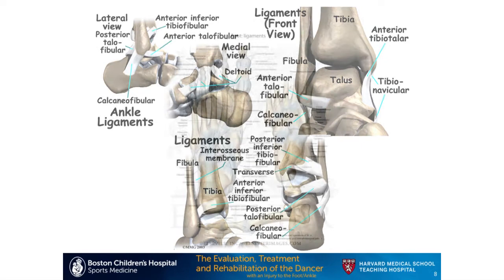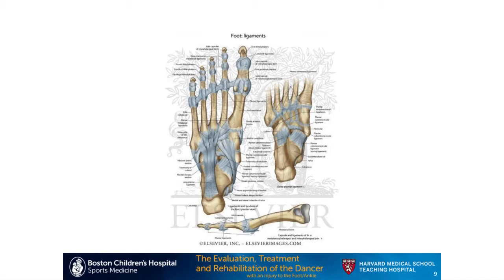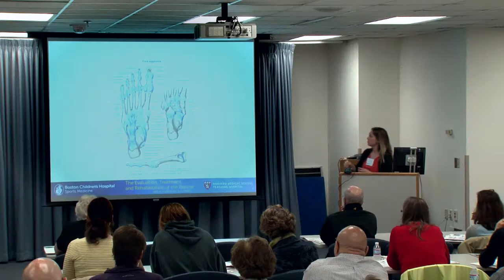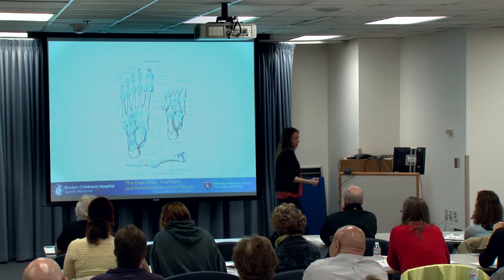Then there's the foot. And we often neglect thinking about sometimes the ligaments of the foot. We often focus on the ligaments in the ankle. But there are tremendous ligaments throughout the foot. And some of these ligaments culminate and form what we call joint capsules. So we have these capsules throughout the MTP joint and the metatarsal phalangeal joints. And you can think of the plantar fascia as a big, broad ligament on the bottom of the foot.